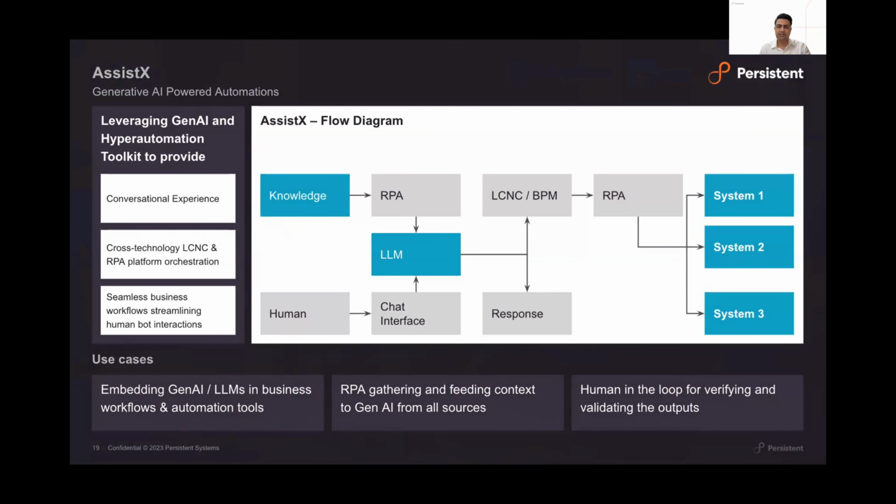So within this AssistX platform, the Gen AI trained on specific industries and use cases would essentially ingest information such as critical customer details, requests, complaints, and so on, and then provide instructions to either low code or RPA to take requisite action and feed data into the relevant apps.